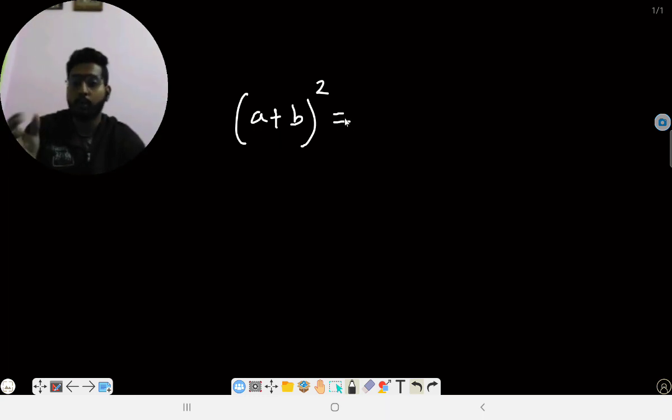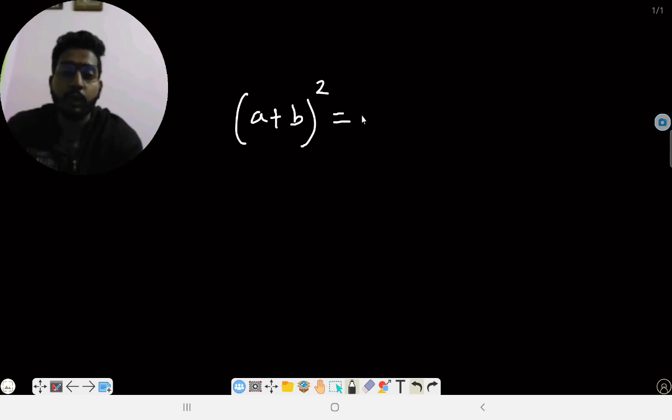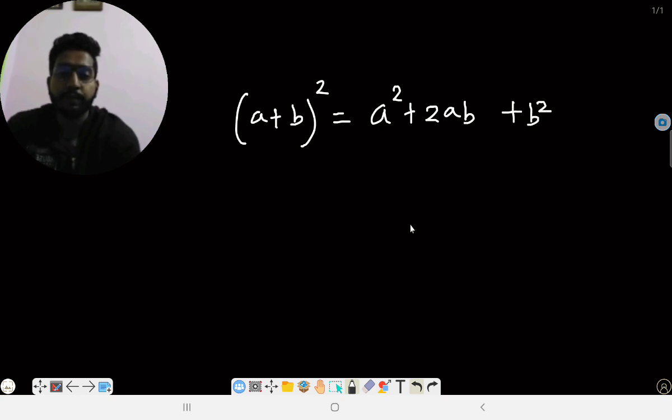So first of all, we know (a plus b) whole square. We are familiar with this type of expression, (a plus b) whole square. We know its value: it will be a square plus 2ab plus b square. Now next, suppose it is (a plus b) whole cube.